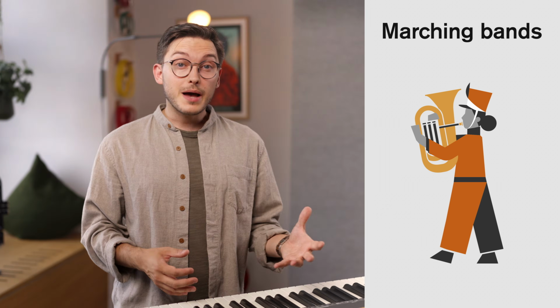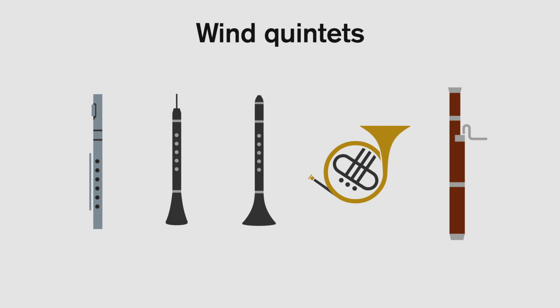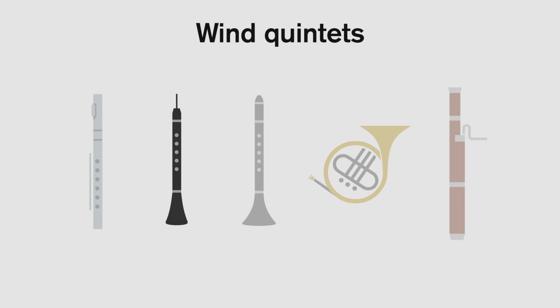You find marching bands, wind bands, symphonic wind bands and so on, but you never really get music written for just woodwinds. It's the same for brass. It's usually never without percussion. And so the only time you really hear music for woodwinds only is for wind quintets, which are 5 instruments: flute, oboe, clarinet, French horn and bassoon.